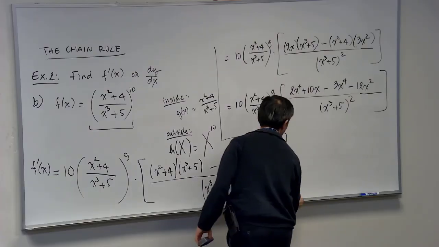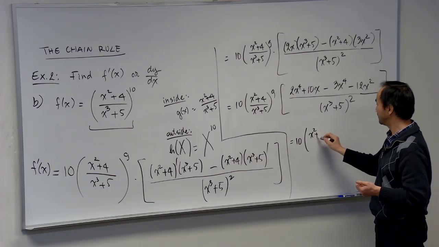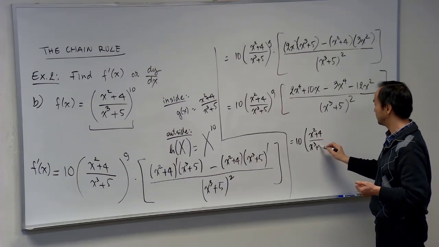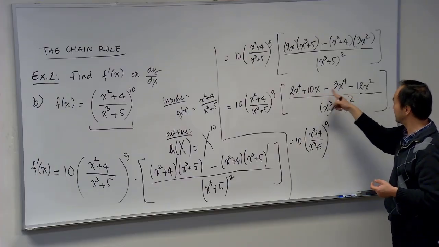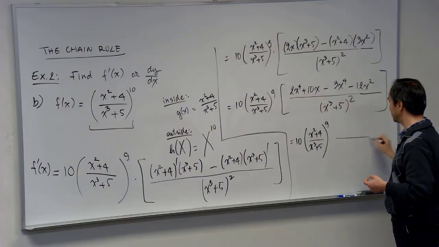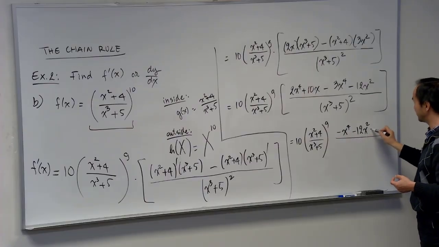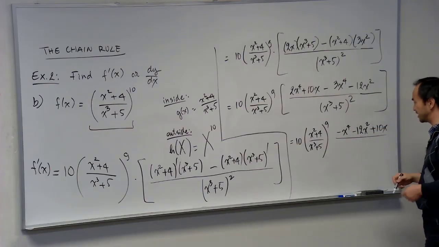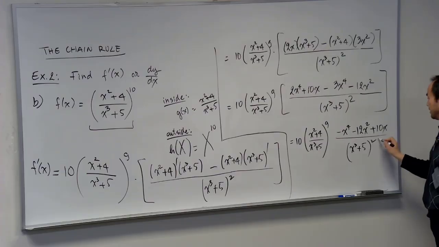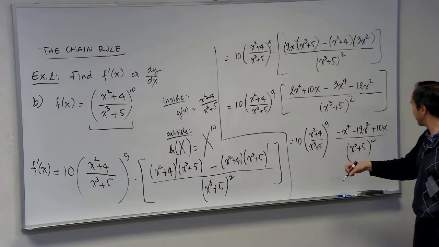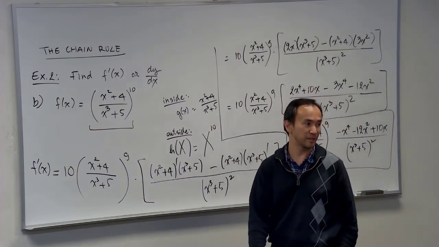What I have here, x squared plus 4, x cubed plus 5. So these two combined like terms give me the minus x to the 4th. But yeah, we still have the minus 12x squared and then plus 10x. And these two terms here, really, they're not like terms. And the x cubed plus 5 all squared. Okay? And so at this point right here, we're just going to get that done. That's about the best we can go.